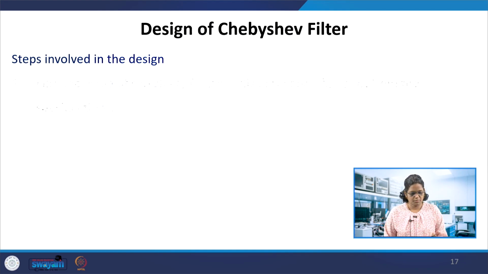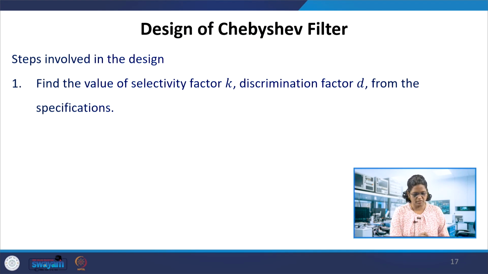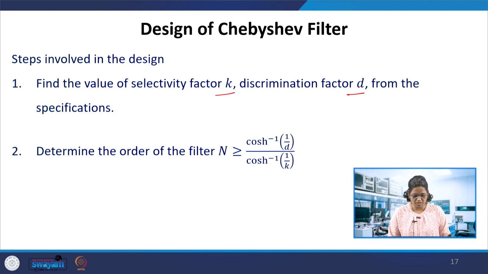So the design process, as we have done: find the selectivity factor k and the discrimination factor d, where d is related to delta P and delta S, and k is related to the passband and stopband frequencies. From that, determine the order, where you can note this is not log of d by log of k, but the inverse hyperbolic cosine, cosh inverse of 1 by d over cosh inverse of 1 by k. So this n can be obtained from this expression.